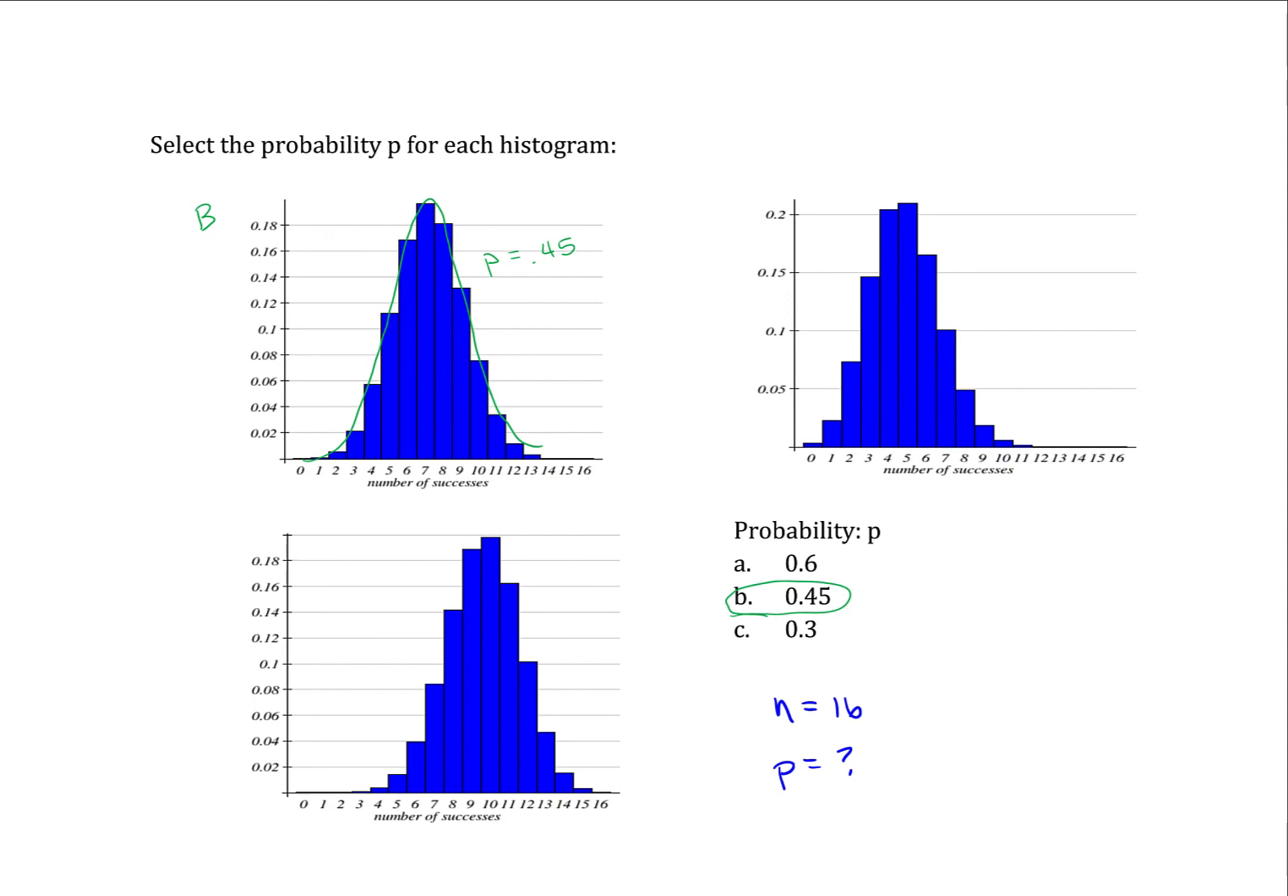Now, when I go for values that are larger than 0.5, everything's shifted to the right. So for instance, this one's a little bit further to the right than it is to the left. So this is going to be some value that is larger than 0.5. And the one that I have there is 0.6. So this is A. And if I have everything shifted to the left, then this one's shifted more to the left here. So this is going to be the one that is less than 0.5, which is 0.3. So this is C.